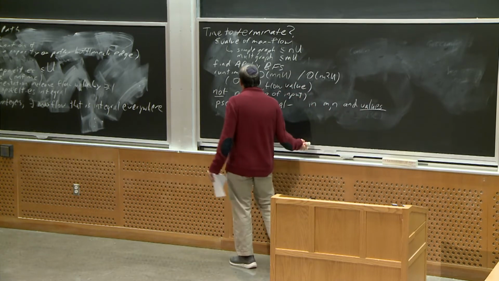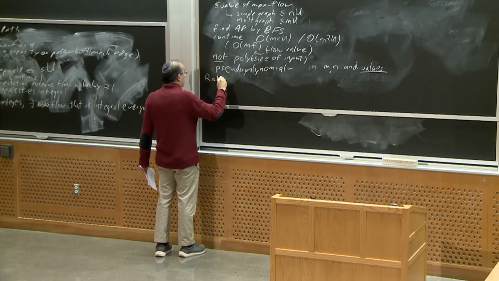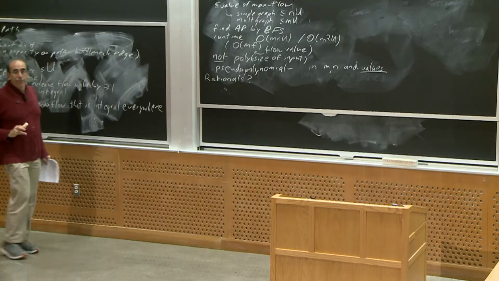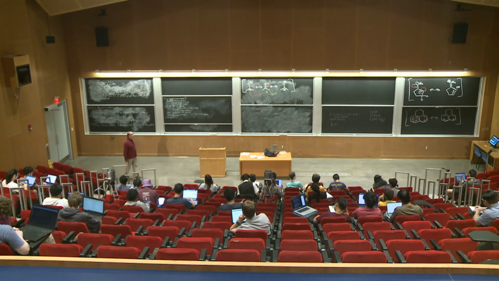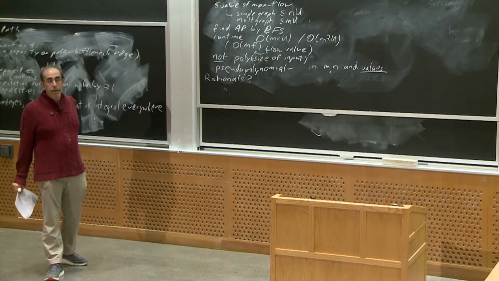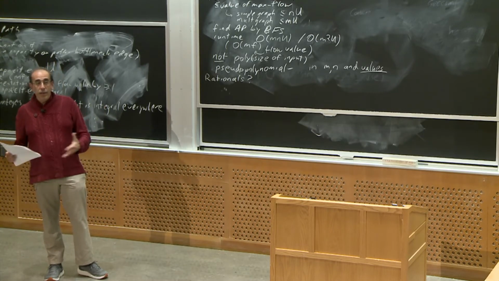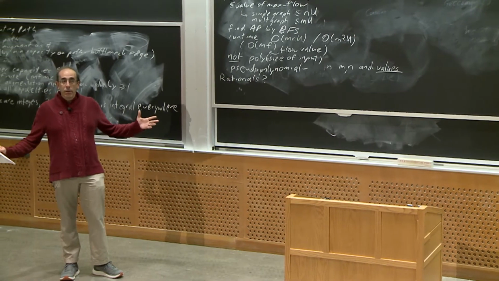But before I get there, this was all about integers. What happens if you use rational numbers? Yes? You can make them integers by multiplying by those. Good. So if you're interested in solving the problem, you can multiply out by all the denominators, and now you've got an integer graph, and everything works. And so it's going to terminate.